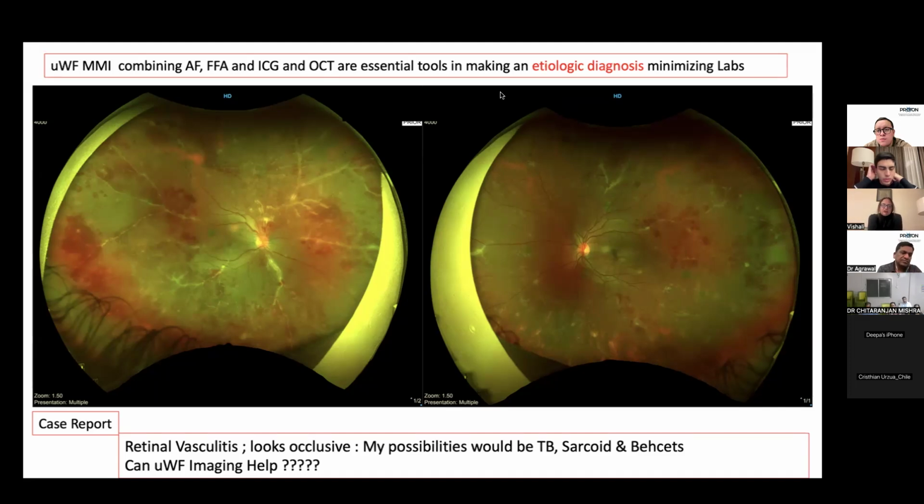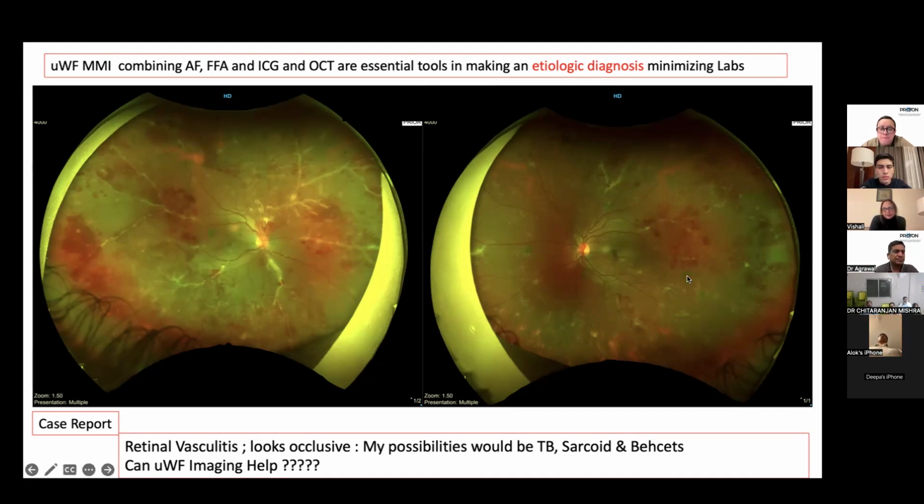This is a patient with retinal vasculitis. Have a look at the vasculitis. The ultra-wide field allows you a panoramic view. So one look at the image, you have certain things which come to your mind. The first thing is it looks occlusive. So once you talk of occlusive, my possibilities would be TB, sarcoid, or Behçet's.